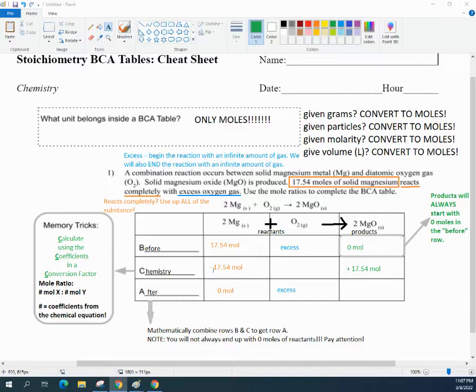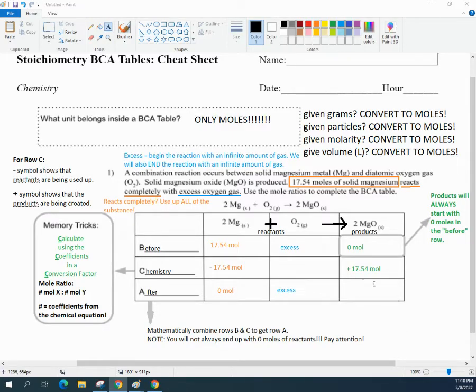You see, the chemistry row is when we're actively doing chemistry. We are either using up reactants or making products. So the negative symbol means we are using reactants. The plus means we are making products. You will never see a plus sign over on the reactant side, nor will you ever see a minus symbol on the product side.